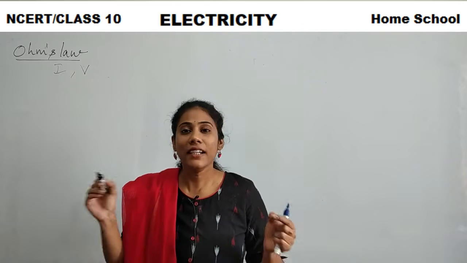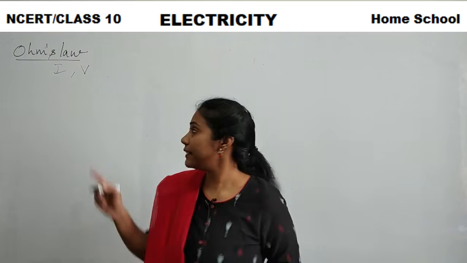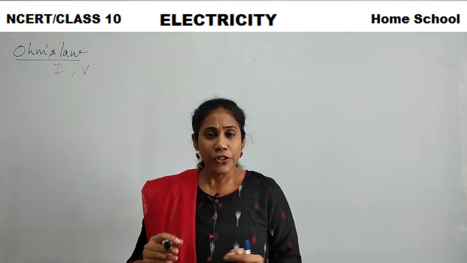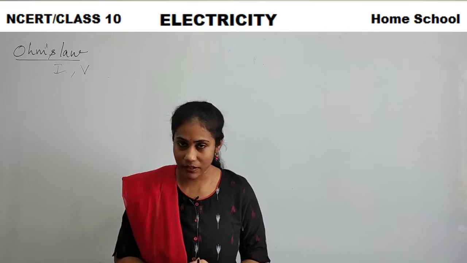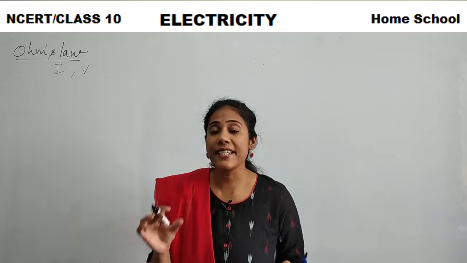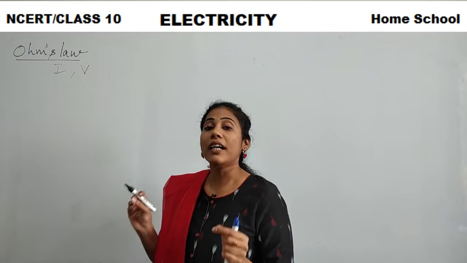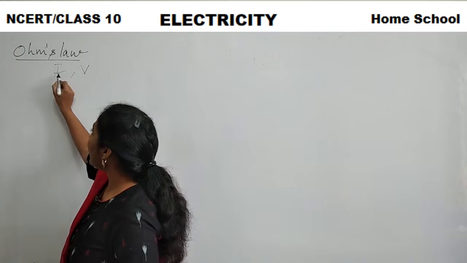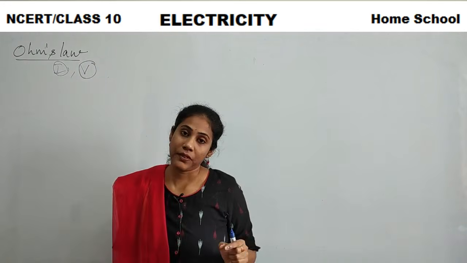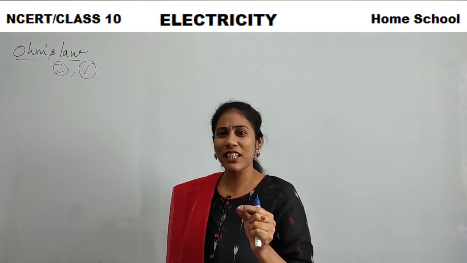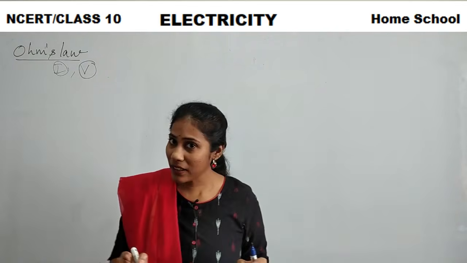So here I am with one of the most important laws of electricity, that is Ohm's law. I have given a hint in a previous class itself about what this Ohm's law may be. Ohm's law is nothing but a relationship. It is telling you a relationship between the electric current I and the potential difference V. Clear? So what may be the relationship between this electric current I and potential difference V?